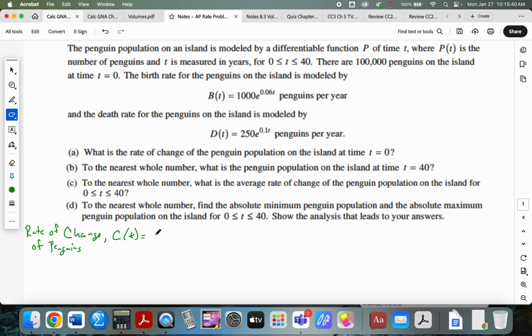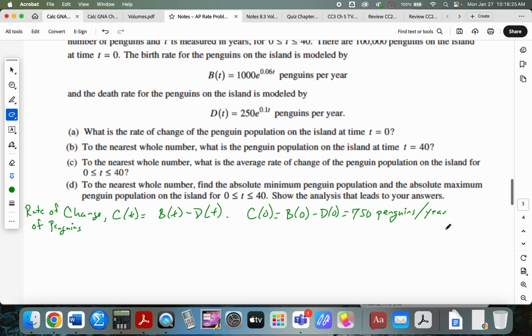B of t minus D of t? Yeah, that's exactly right. The rate at which they're born minus the rate at which they die. So C of 0 will be B of 0 minus D of 0, which is 750 penguins per year. They usually ask you a question like that to make sure you're thinking the right way about this. It's called leading you into the question.